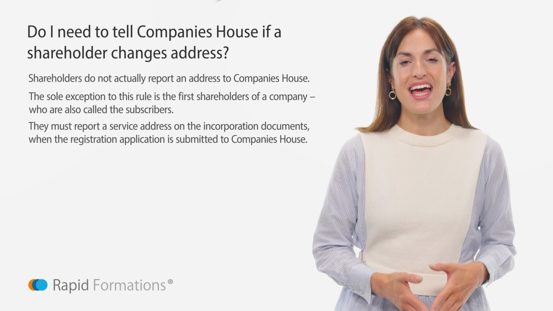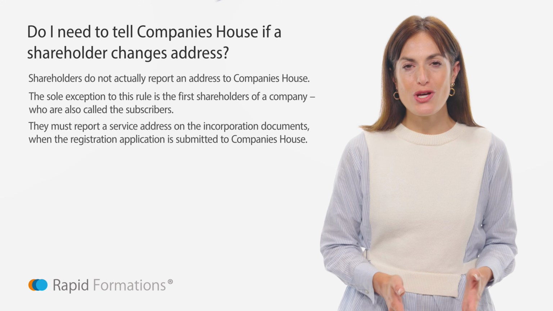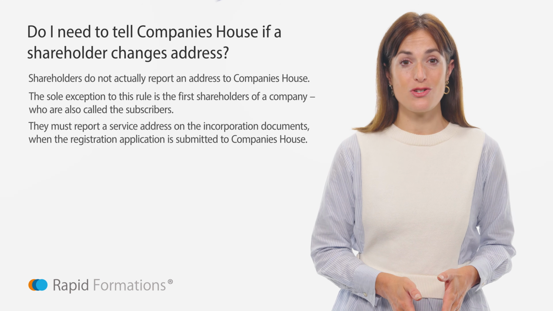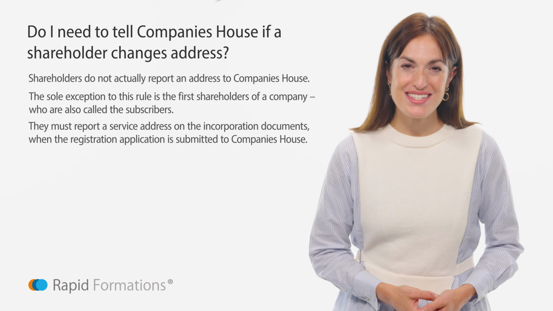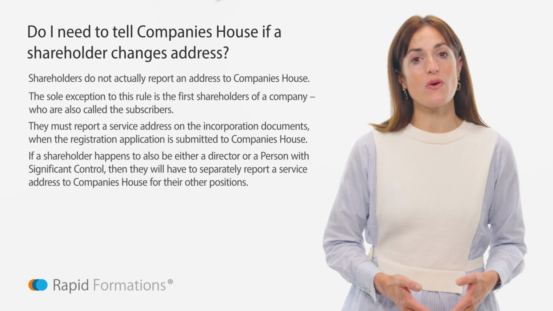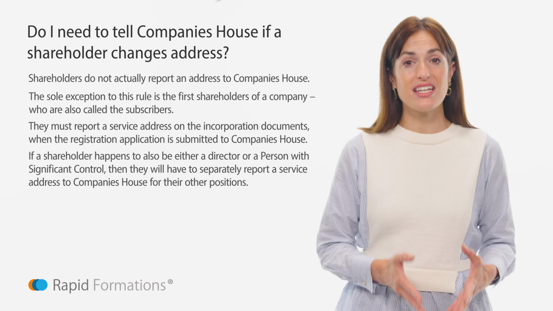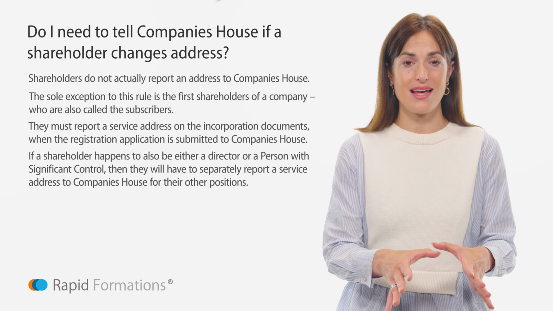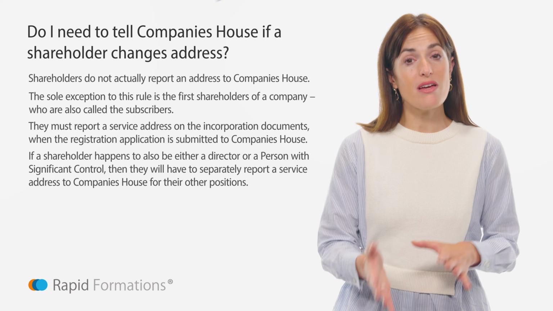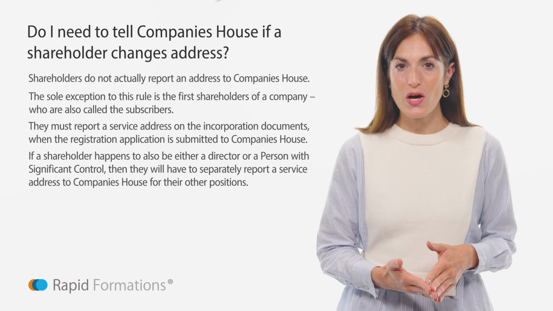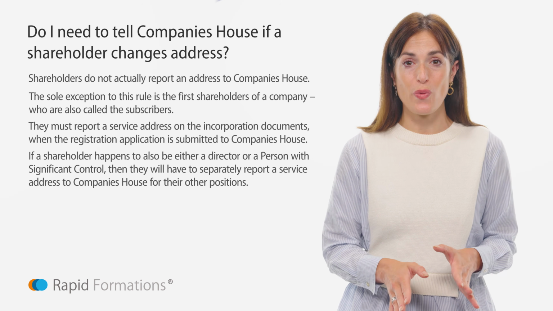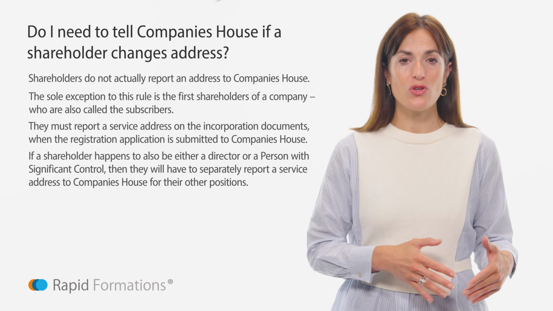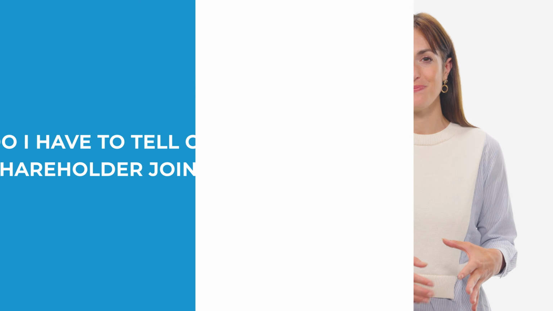However, after that, if a subscriber's address changes, there is no need to report these changes to Companies House, and new shareholders don't need to report an address at all. That being said, if a shareholder happens to also either be a director or a person with significant control, then they will have to separately report a service address to Companies House for their other positions. So if their address does change, they will need to go ahead and let Companies House know straight away. Again, though, this is by virtue of their other positions within the company, not in their position as a shareholder.